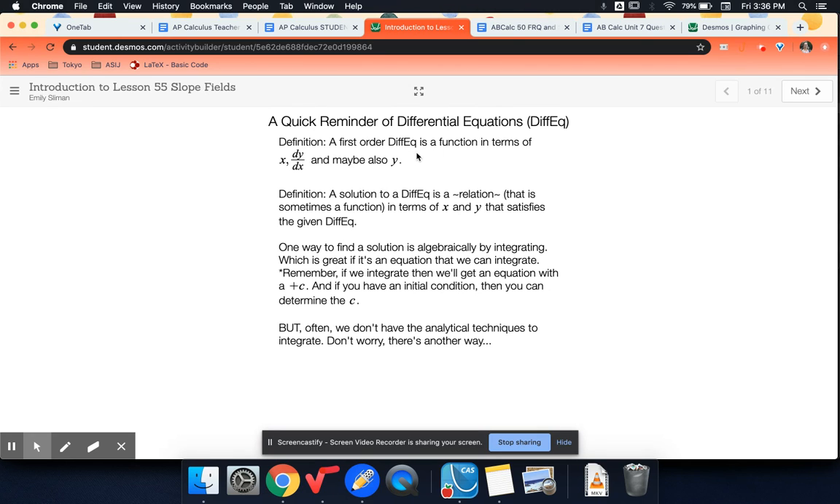So a first order differential equation is a function in terms of x, dy/dx, and maybe also y. A solution is a relation, which could be a function but doesn't have to be, in terms of both x and y that satisfies our given differential equation. So we can find it algebraically by integrating, but we can't always integrate. So when I can't integrate, I can use my given information to try to predict what the function or relation would look like. So slope fields is one of those ways.